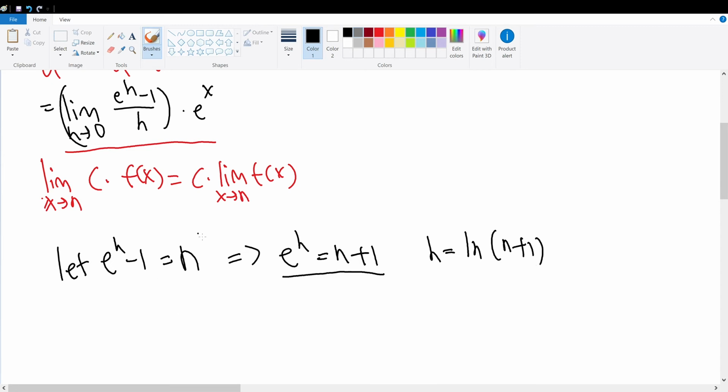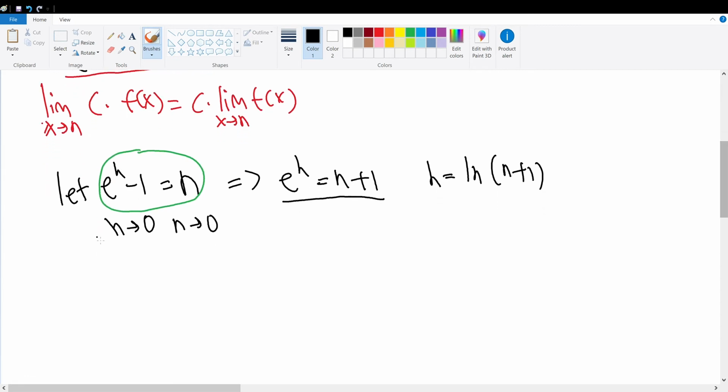With these two definitions in place, we can analyze what would happen to the variable n as h approaches 0. When h goes to 0, we can analyze what happens to n by analyzing e to the h minus 1 equal to n. When h goes to 0, e to the h will approach 1, and 1 minus 1 will be equal to 0. Therefore, n will approach 0 when h goes to 0.